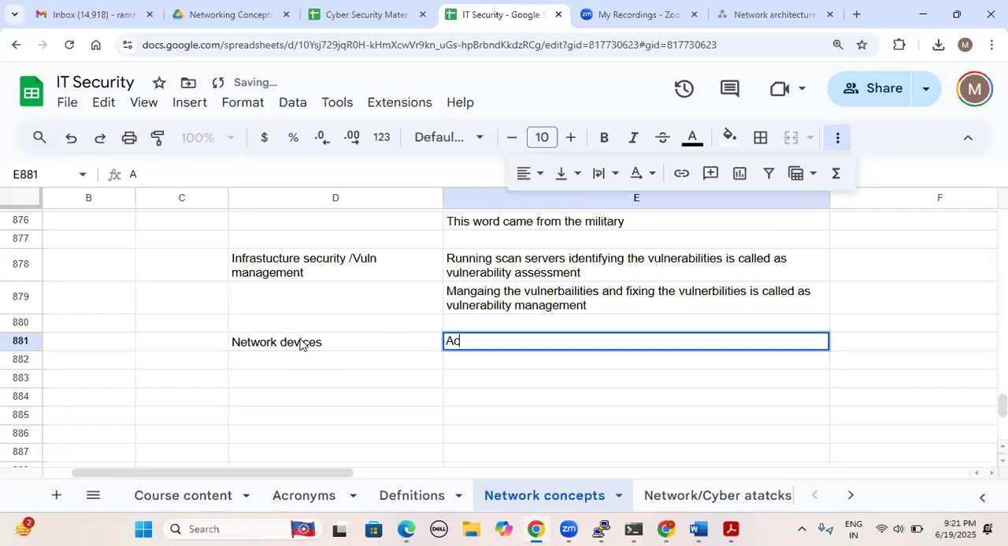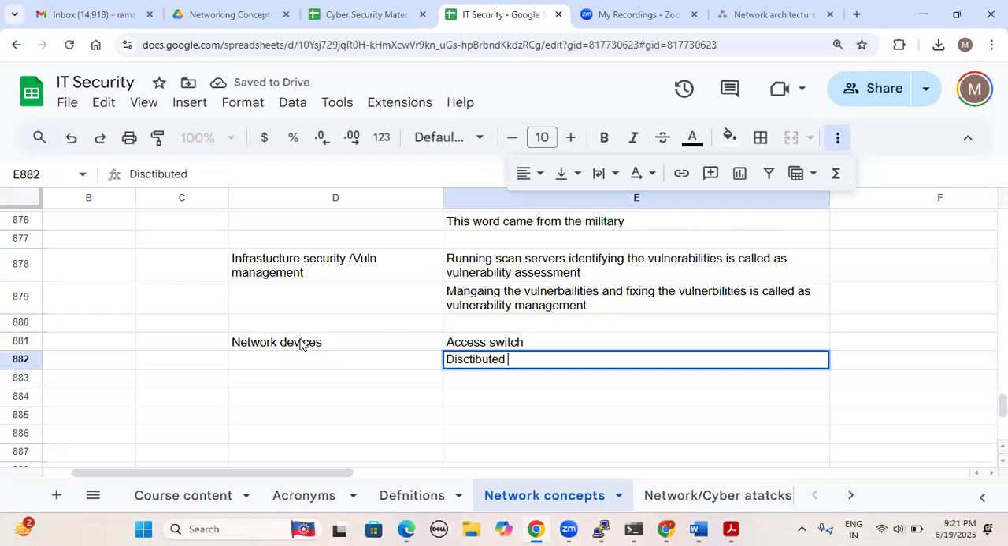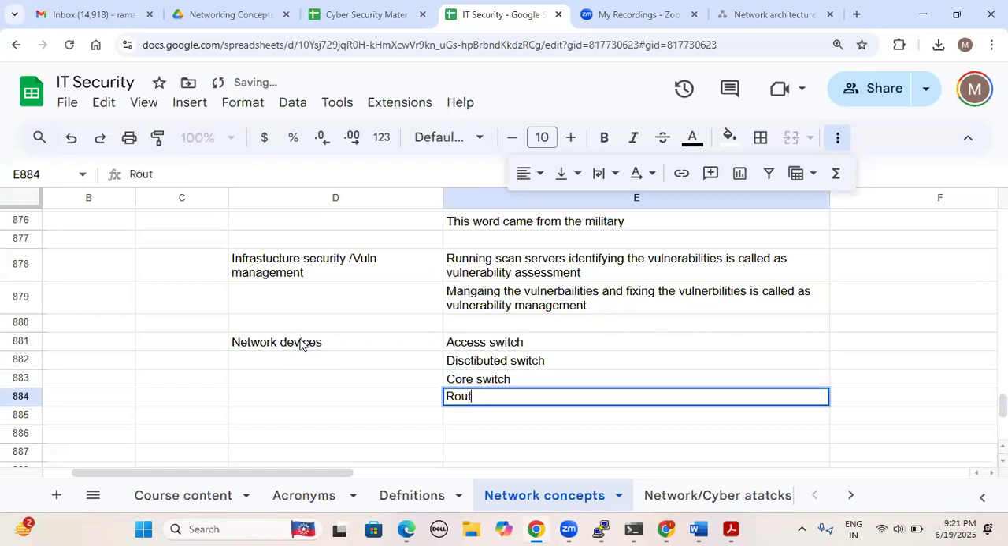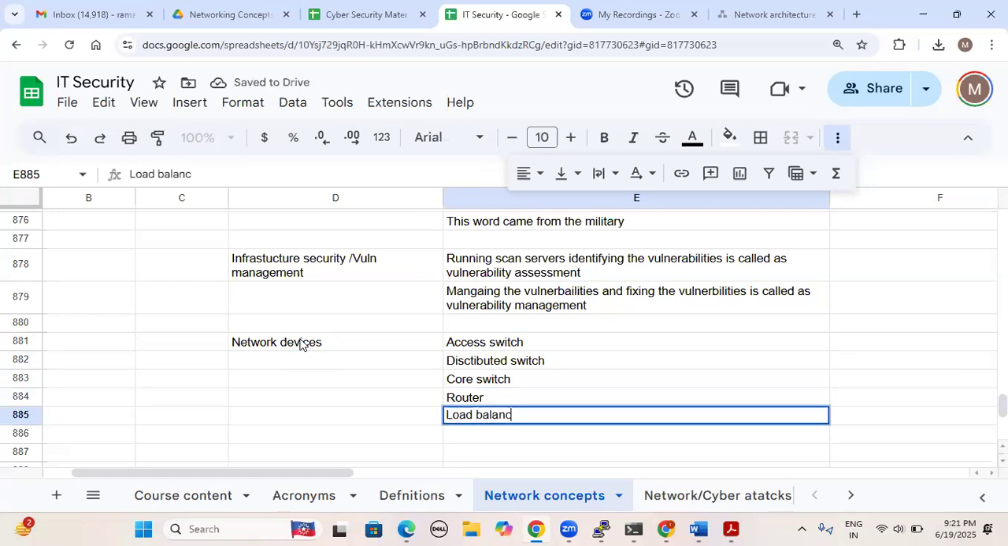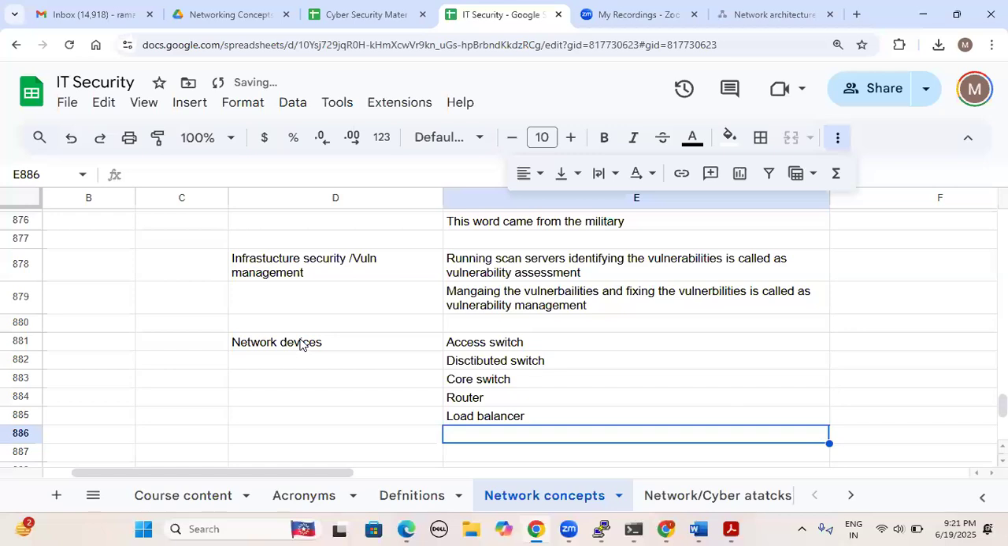Access switch, distributed switch, core switch, router, load balancer. So these five devices can be configured, implemented, managed and maintained by our network administrators and network engineers.